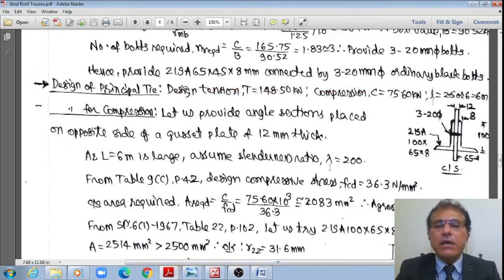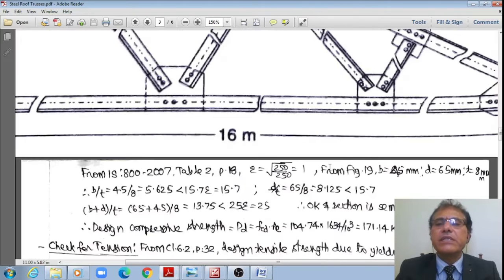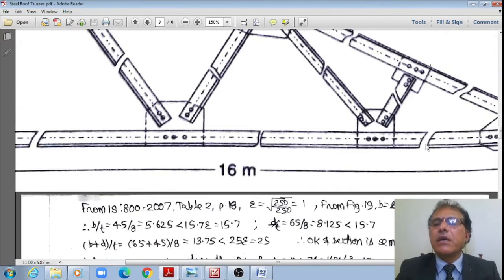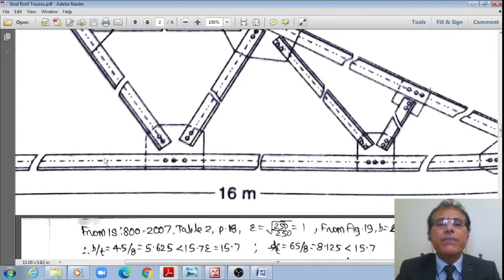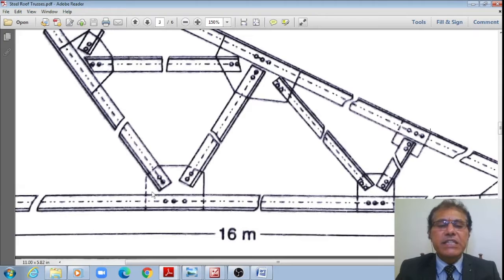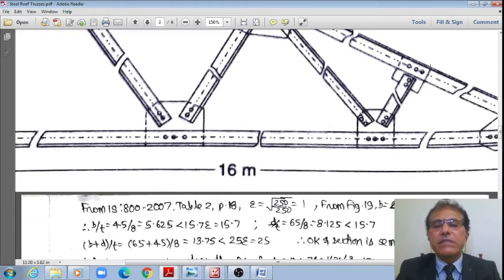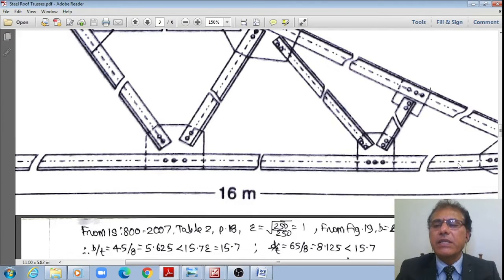The length as per this figure, if I see, here the length is 2.5, here 2.5, whereas between these major points it is 6 meter. Therefore, out of these, whichever is maximum will govern the design, so this 6 meter will govern, not this 2.5. Therefore, this length will be governing the design.